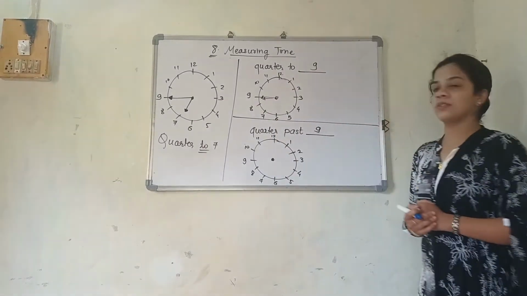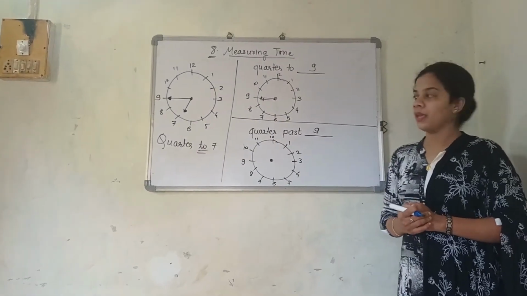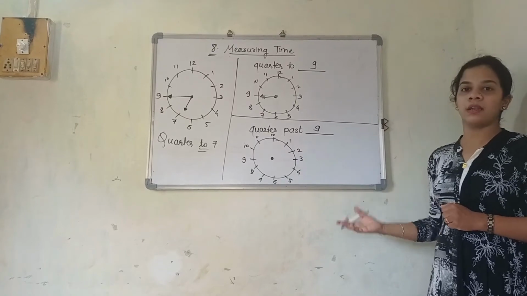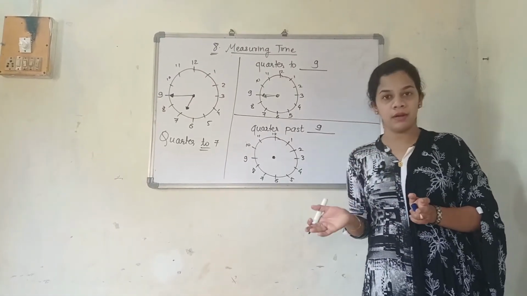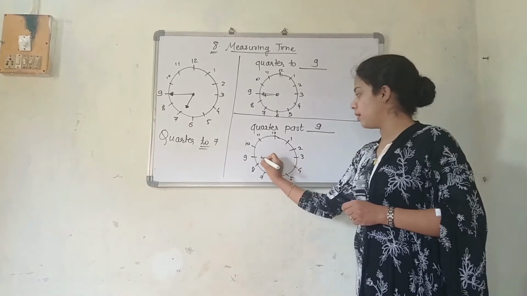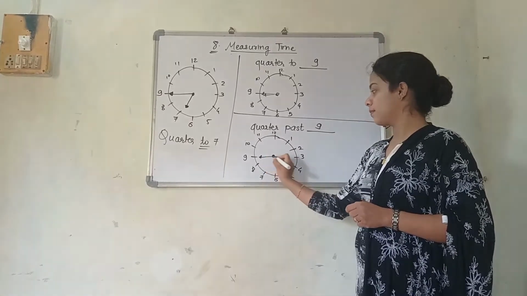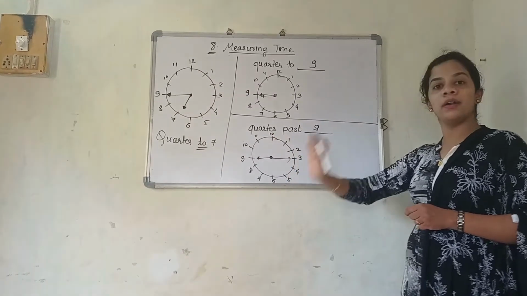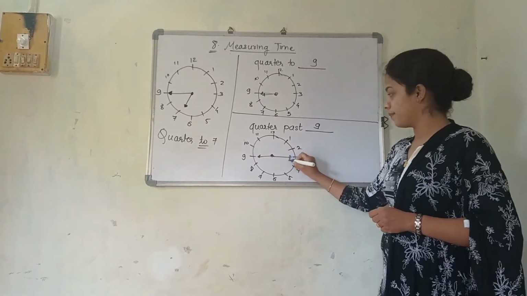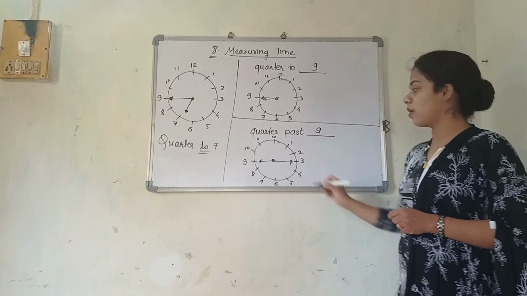So it will be like this, quarter to 9. And now we will see quarter past 9. Past means what? For 9, 15 minutes have already been done. So our hour hand will be near 9, correct, 9. And the minute hand will be on 3. Why? Because 15 minutes are already done over here. That's why. Okay, I hope you have understood this.